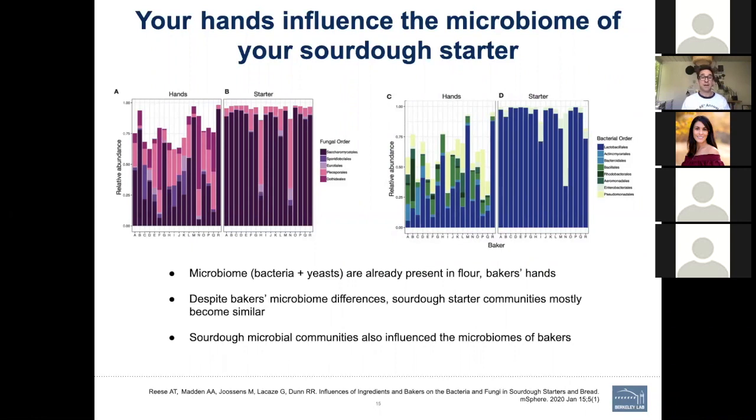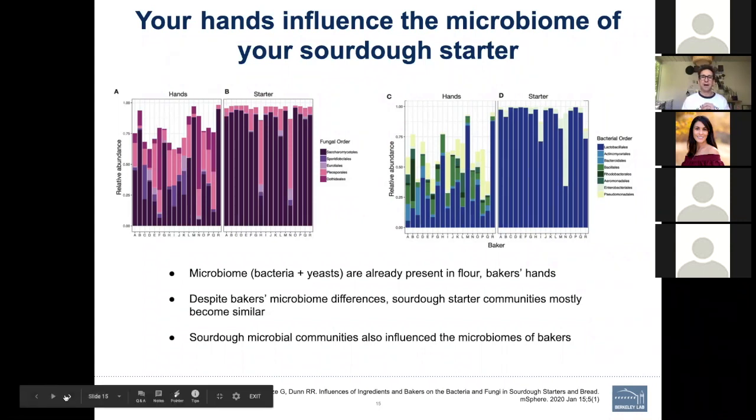So it was also found in this study that the sourdough microbial communities also influence the microbiomes of the bakers. So if after some time, the baker's hands microbiomes was measured again, it would tend to resemble the sourdough starter that they've been working with. So this illustrates the idea that there is always an interaction between your microbiome and that of the environment.